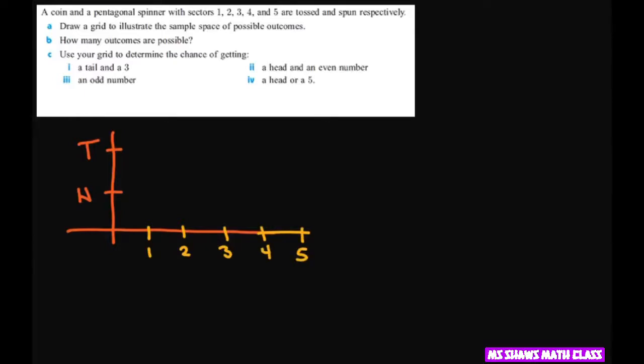Basically, you can draw it this way, a coin. So for the coin, you either have heads or tails. And then for the spinner, we have 1, 2, 3, 4, and 5. So you're drawing a grid, you just kind of go through here and draw like that.